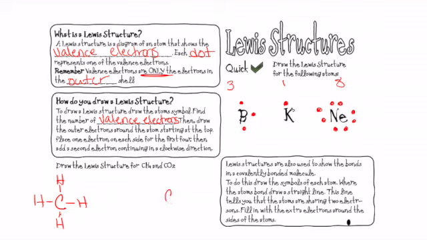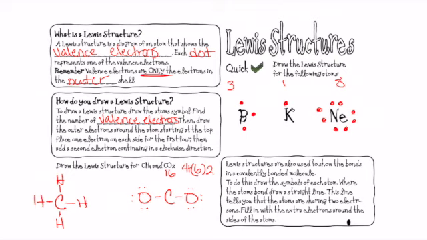The next example is CO2. So carbon has 4 valence electrons. Each oxygen has 6 valence electrons, and there are 2 of them. So our total number of valence electrons that we need to show is 16. So we can start with adding a bond between carbon and each of the oxygens. Then we'd fill in with the other 12 electrons. Each oxygen now has a full outer shell.